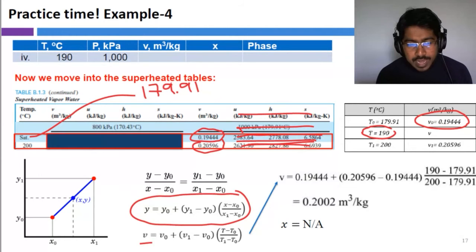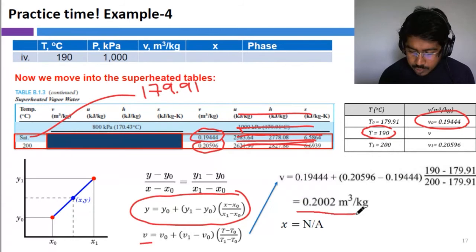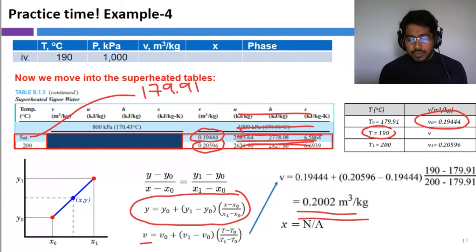Temperature values are what we have at this point, the known parameter. So we replace all x's with T. And once you do that, you get the specific volume for the superheated vapor at 190 Celsius.